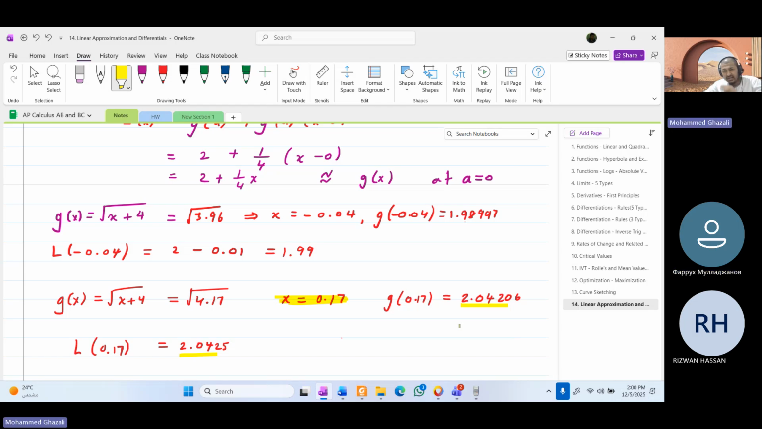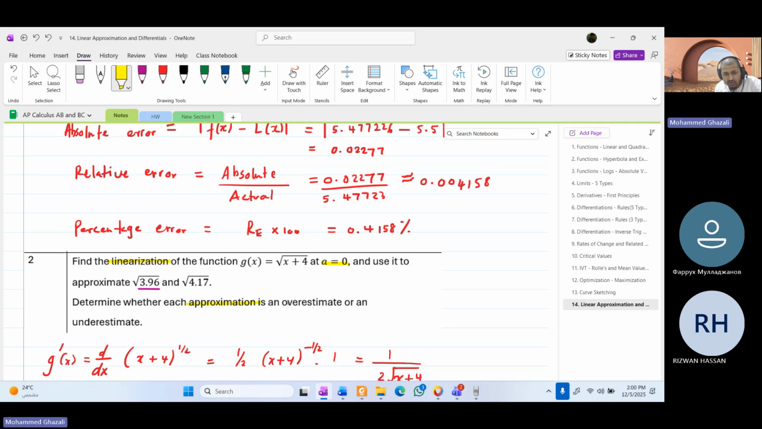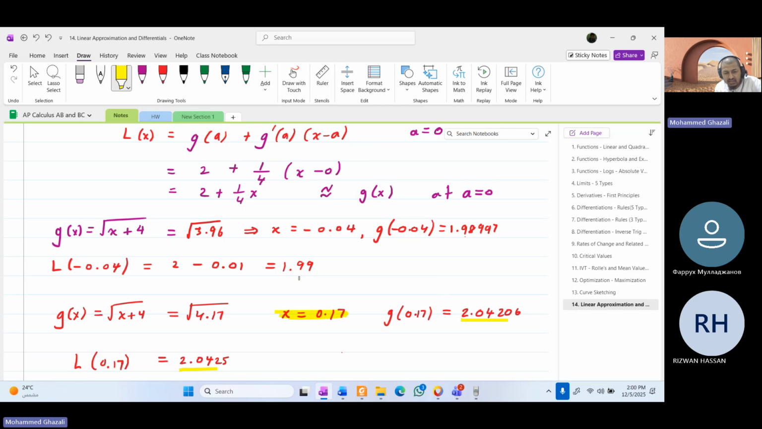So now in both cases, are they overestimates or are they underestimates? Using the linearization, determine whether each approximation is an overestimate or an underestimate. Aren't the approximations overestimates? The actual answer is 1.98, and I'm getting 1.99, so they're both overestimates, above the function. Overestimates, right? And this is also an overestimate. Right, so that's great.